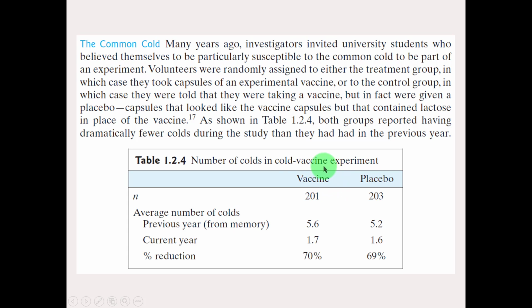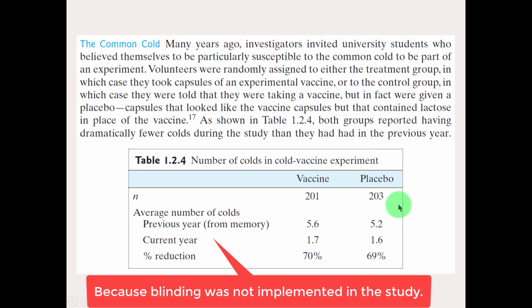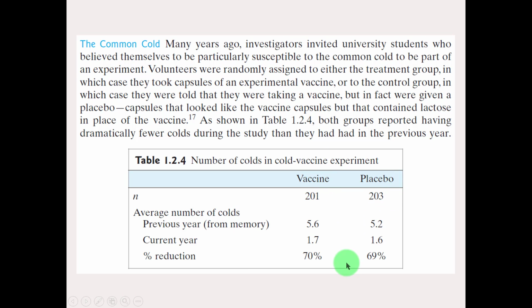Now there could be difficulties in this study, such as these are self-reported. If people knew they were in the placebo group or the vaccine group, they might behave a little differently in their behaviors. So there's a lot of things to consider in the design of a study, but a placebo group can be used as a baseline to compare the other treatment groups to.